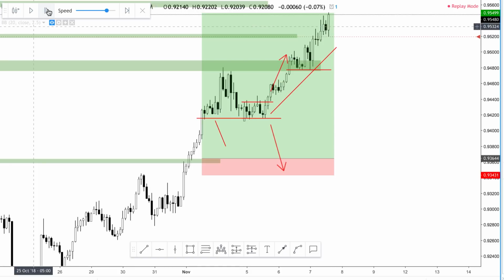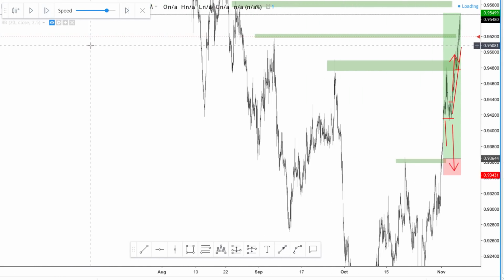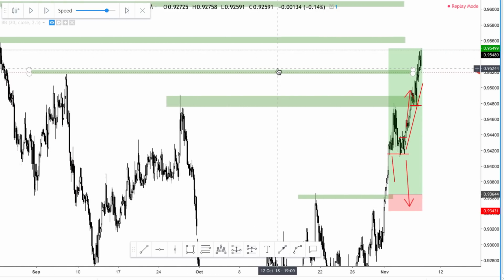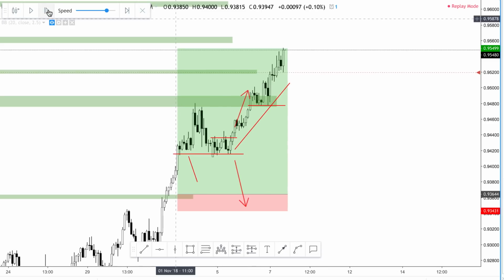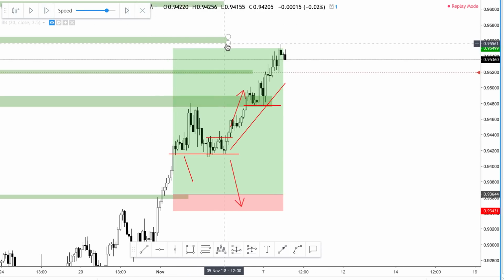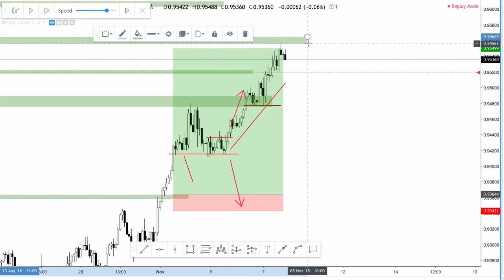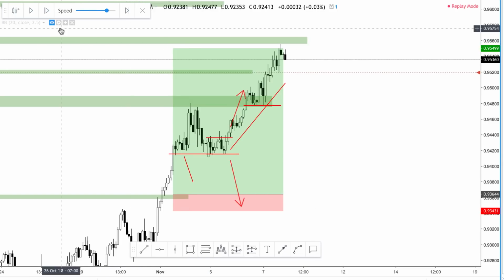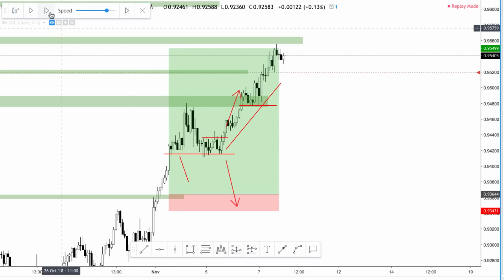And now our target would have been hit. You can see we are just below the third area of highs. The target should generally be set a little bit below a potential resistance or support area. And now the price is consolidating again, as expected. More often than not, you will see a reaction at a previous area of high and low, and that's what we are seeing right now.